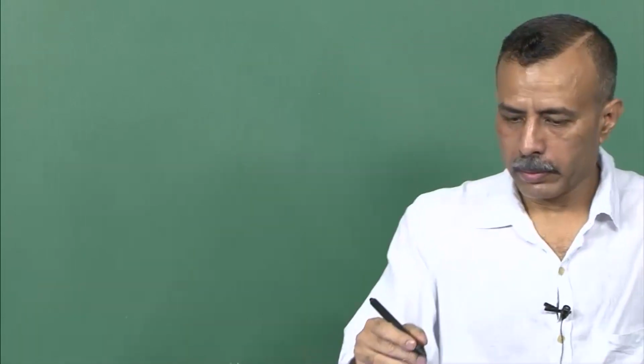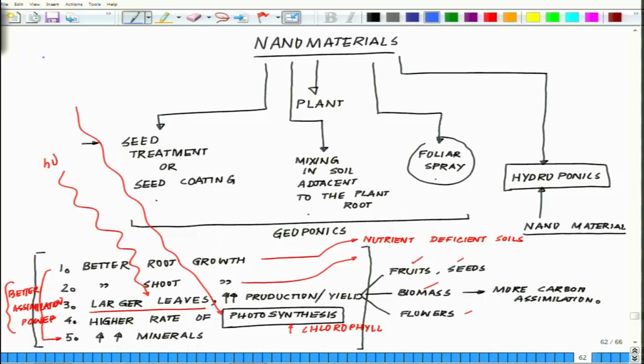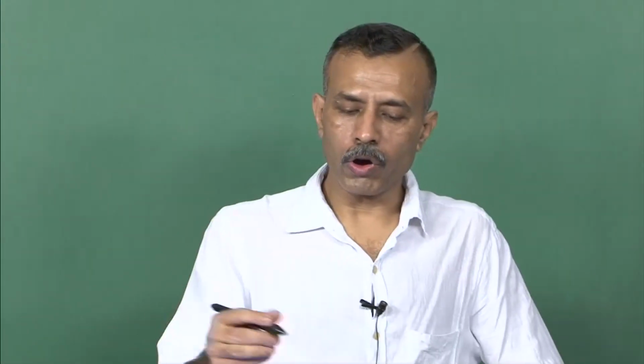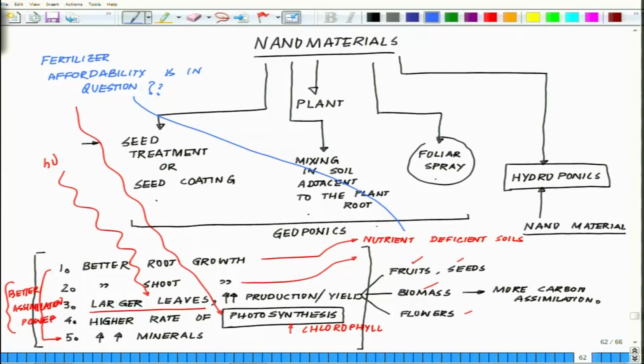So this is what I wanted to highlight, that nano is possibly the answer for those places where fertilizer affordability is a question. Where fertilizer affordability is a question, nano could come as one of the most potent tools to counter the problem, and mostly this fertilizer availability is directly linked to nutrient deficient soils of Asia, Africa, Latin America, to name a few.